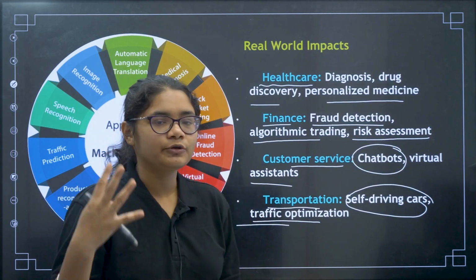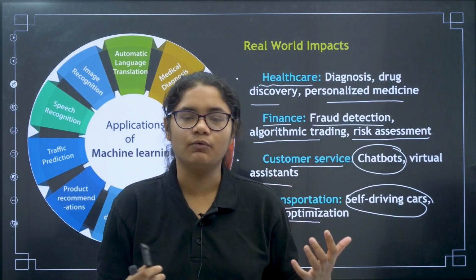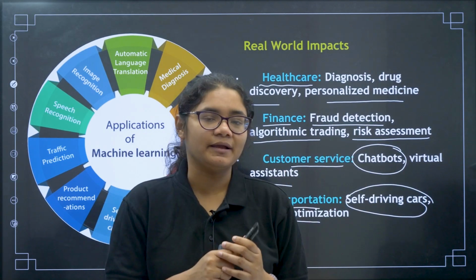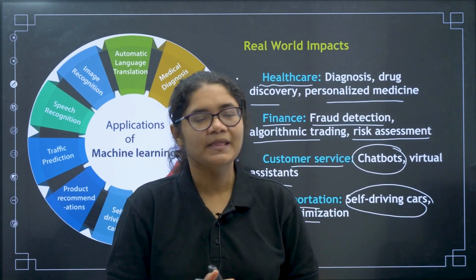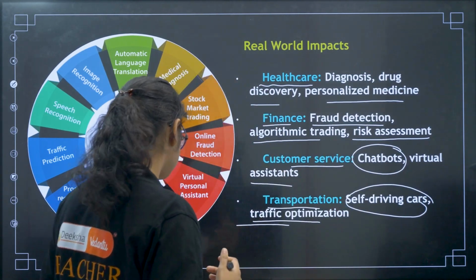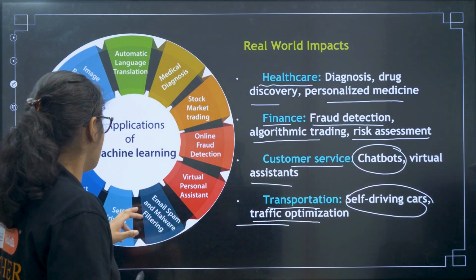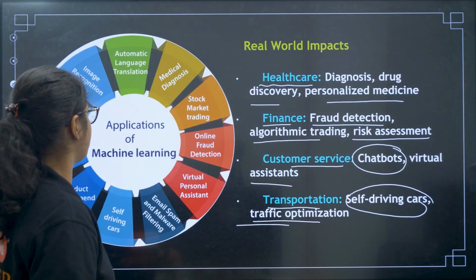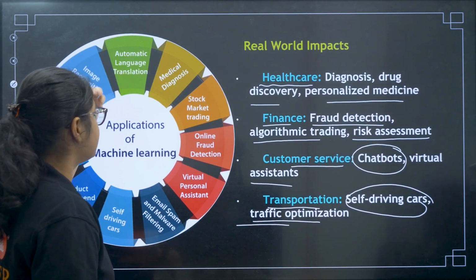So these are the futures of our world, where we'll be having self-driving cars, traffic optimization using AI and ML. Some other applications you can see are also email spam and malware filtering, stock market trading, medical diagnosis, automatic language translation.